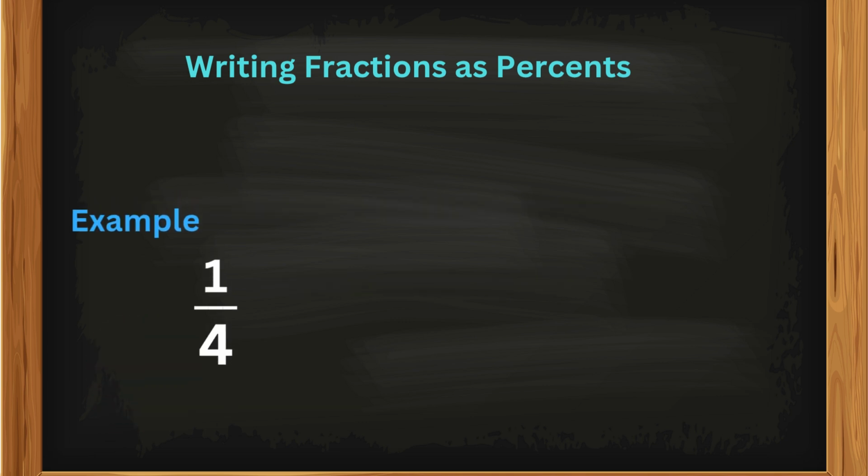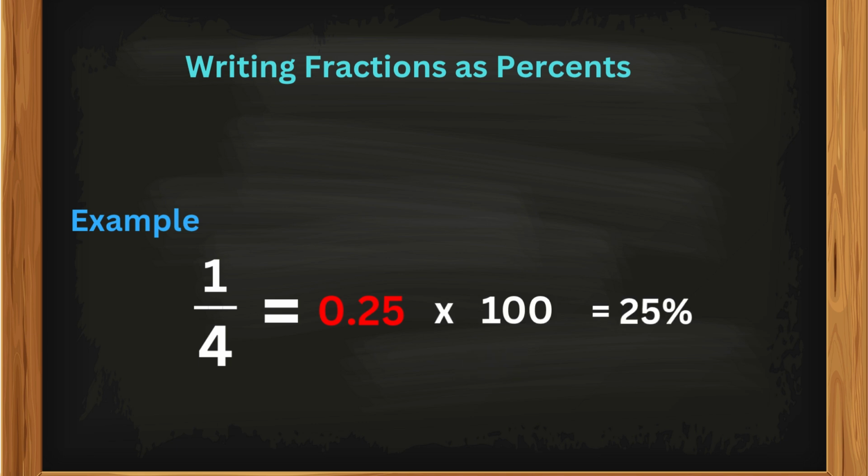Let's try 1 out of 4. That's 1 divided by 4. Now multiply by 100. 0.25 times 100 equals 25%. So 1 quarter equals 25%.